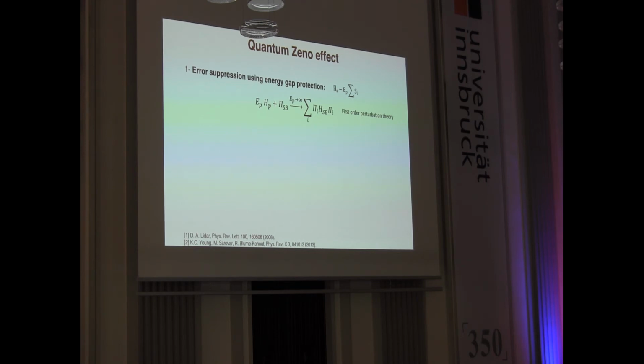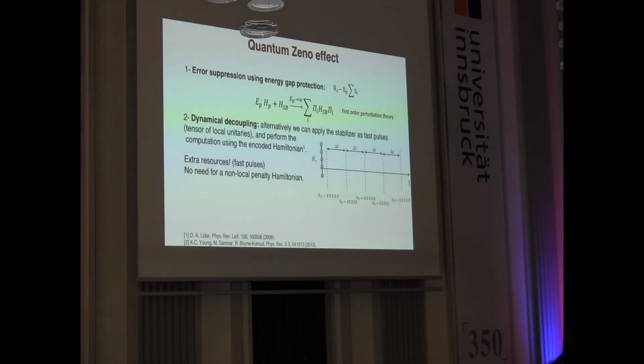In a quantum Zeno effect, you basically have the code space as one of the eigenprojectors and the other eigenprojectors. This is one way of doing this quantum Zeno effect. But if I have extra resources, I can think about other ways of doing this.